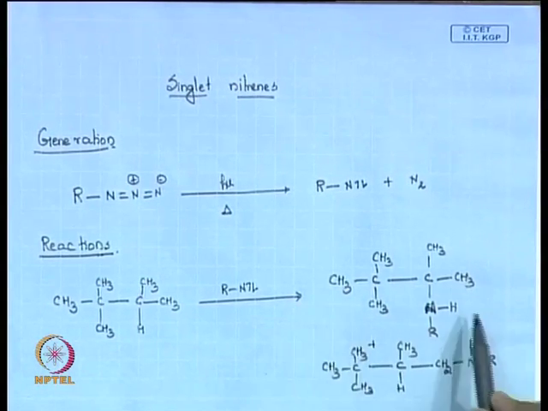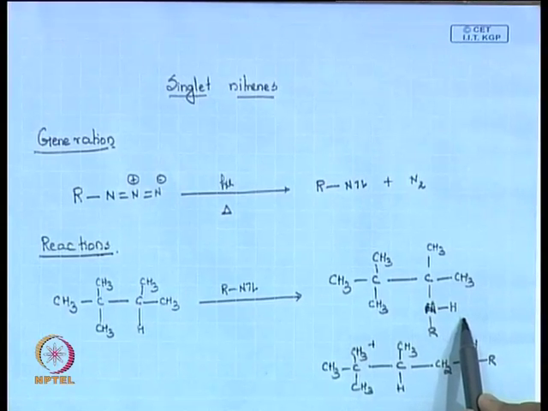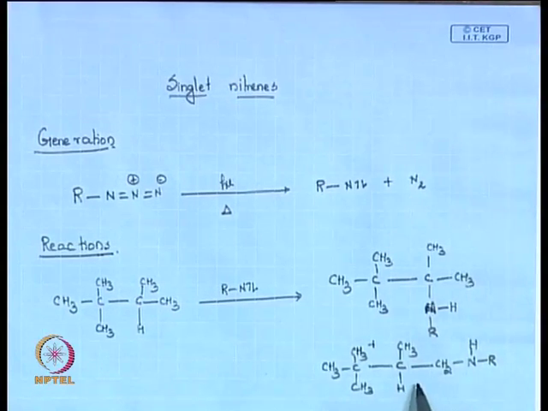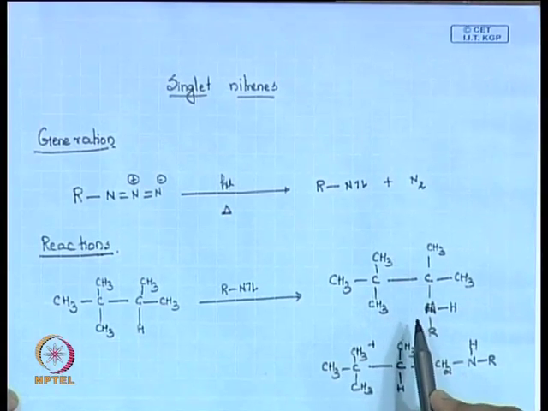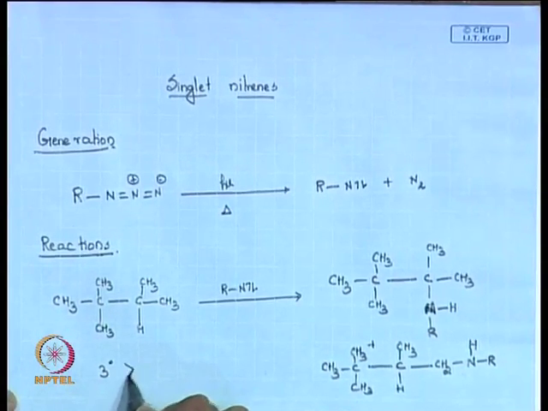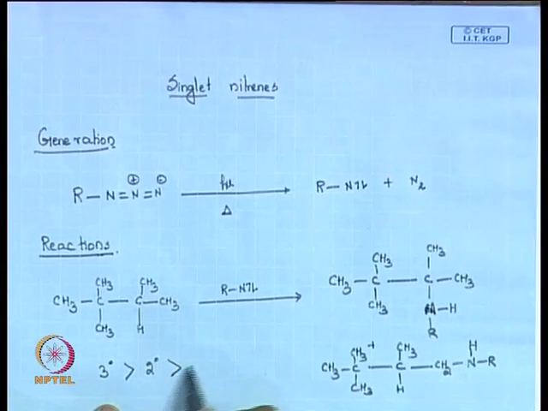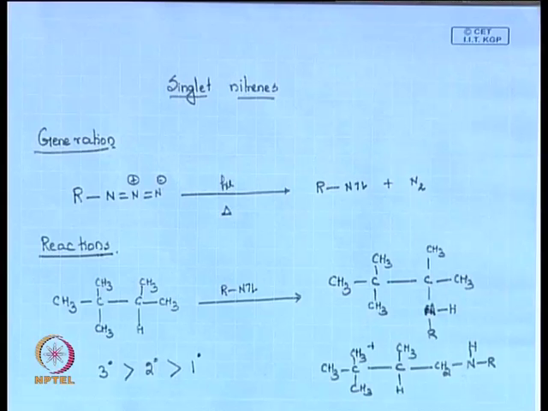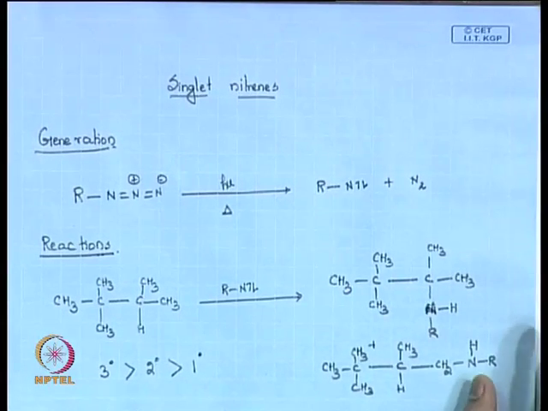But in this case, this is your major product, the secondary one, and your primary one is a very minor amount. So, it has some selectivity, not like your singlet carbene. Singlet carbene does it randomly. Singlet nitrene is not like that, it has some selectivity. First it gives the major product at the 3 degree position, then it goes to 2 degree, and then the 1 degree comes in. Fine.